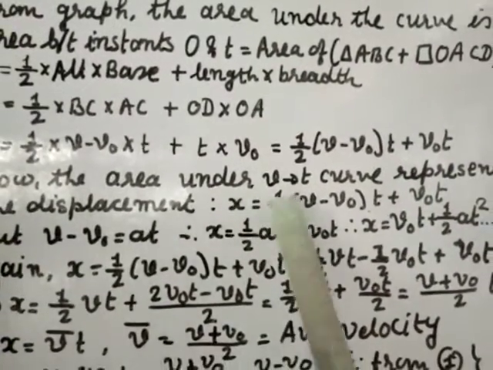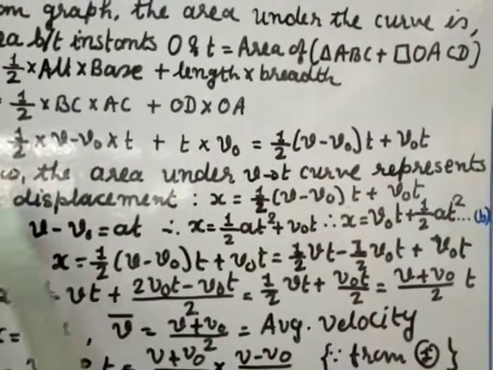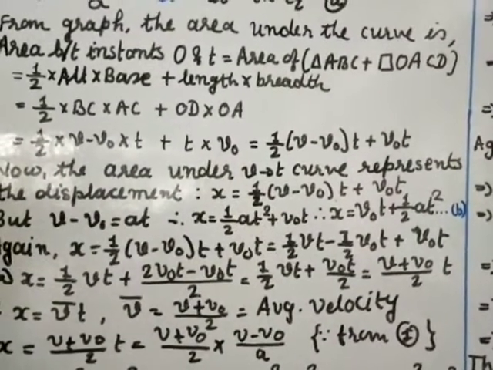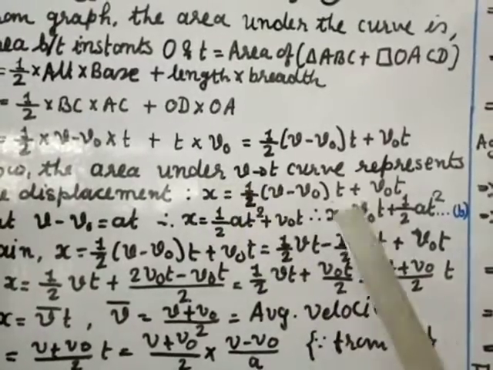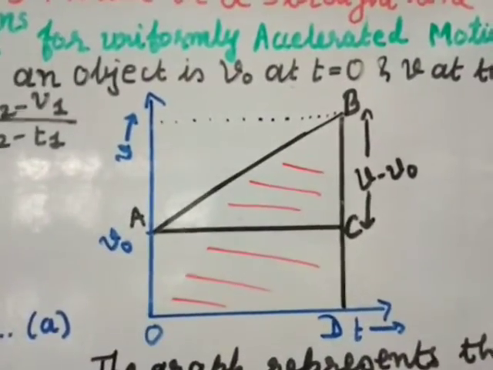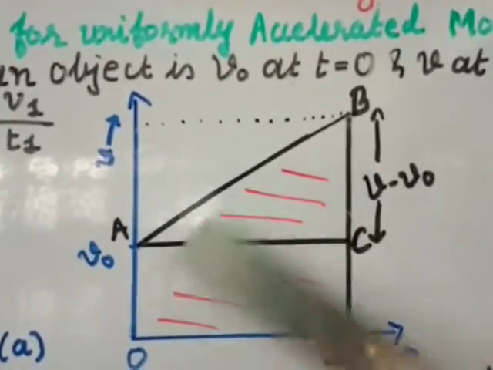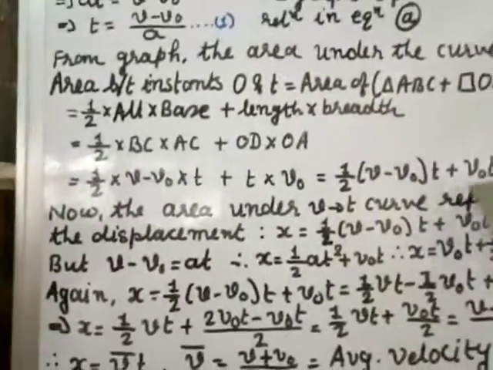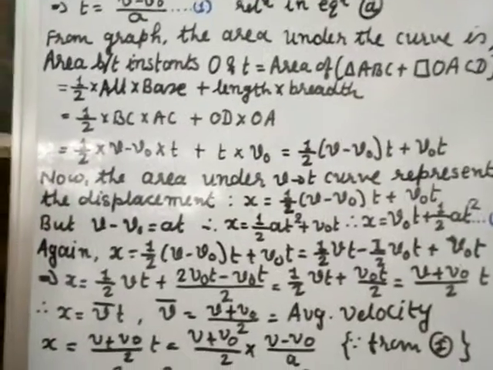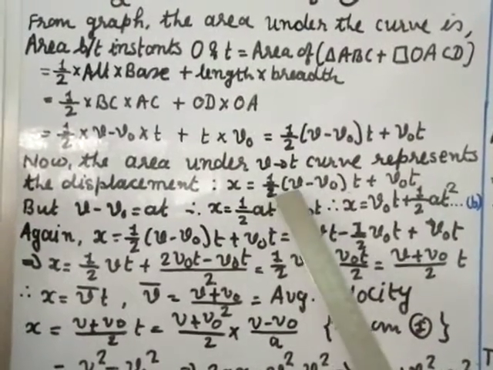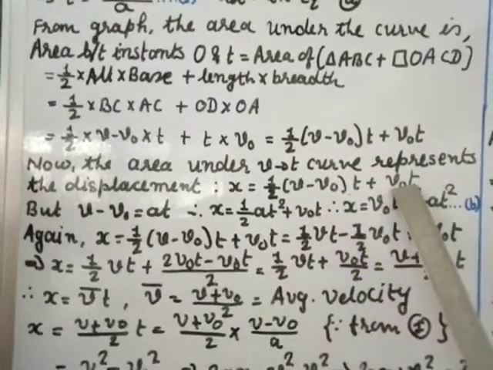Now the area under the v-t curve represents the displacement. This point I have given you in the last class, that the area under velocity time curve gives you the displacement. So this is velocity and time curve, right? This is the graph of velocity versus time, and this is the area under the curve. This area gives you the displacement. So this value which we found is nothing but displacement, and displacement we represent by x. So we can write x is equal to 1 by 2 (v minus v0) t plus v0 t.